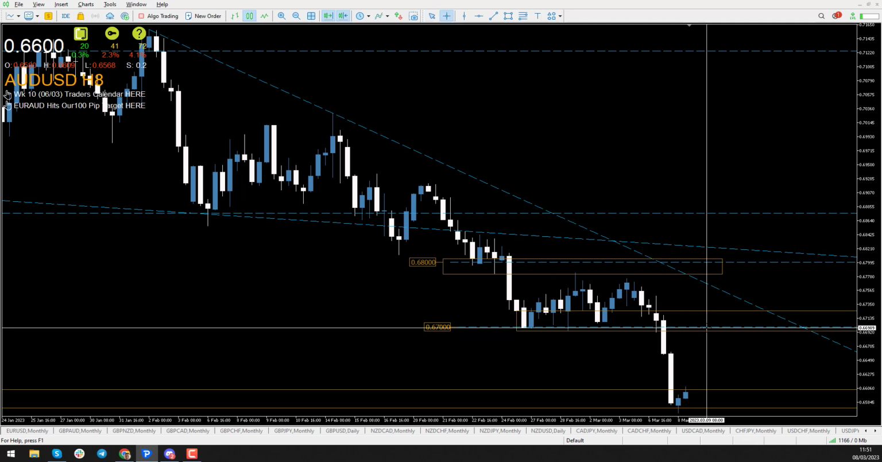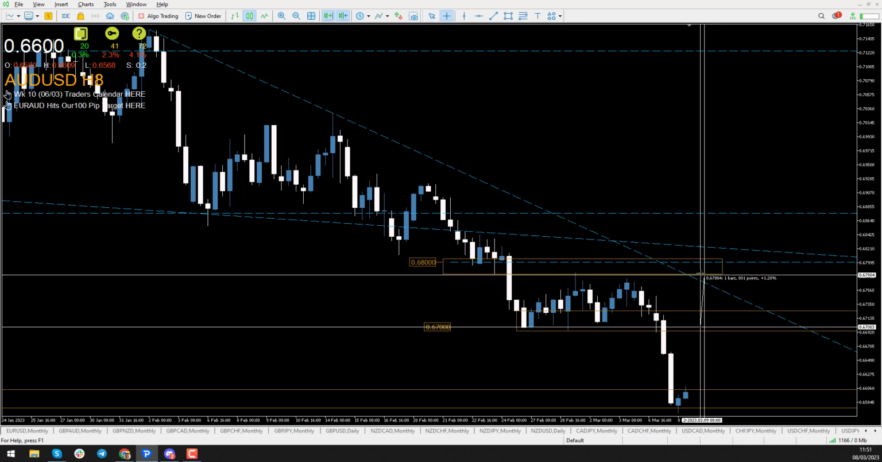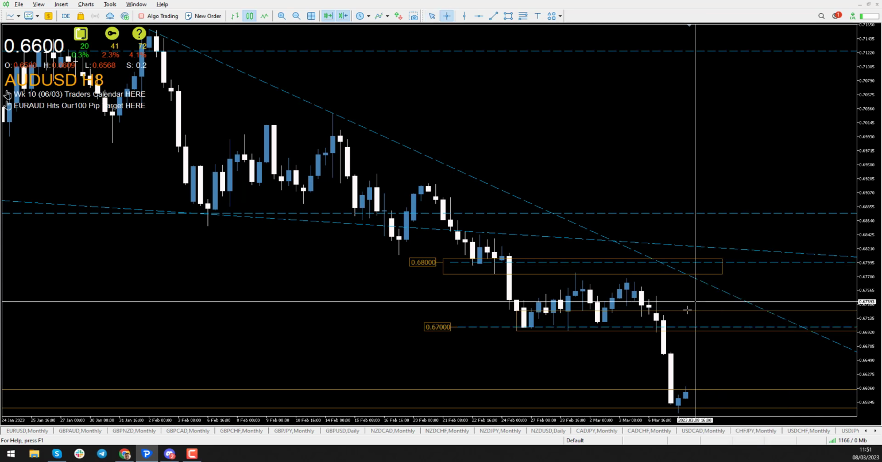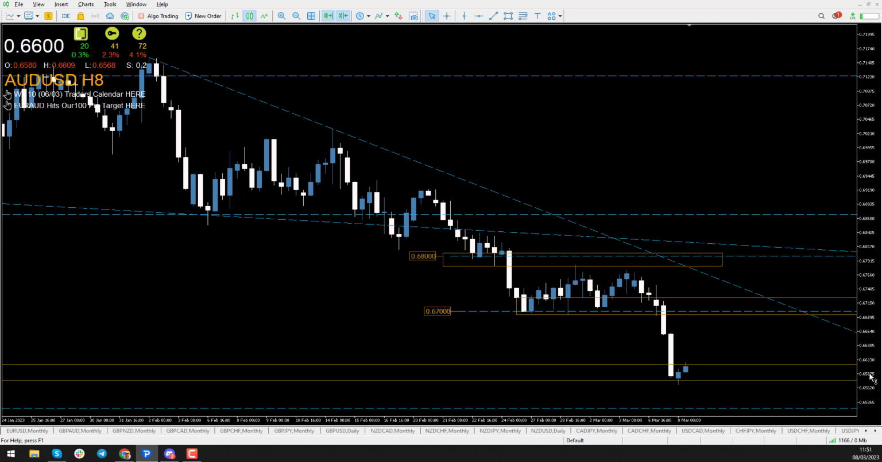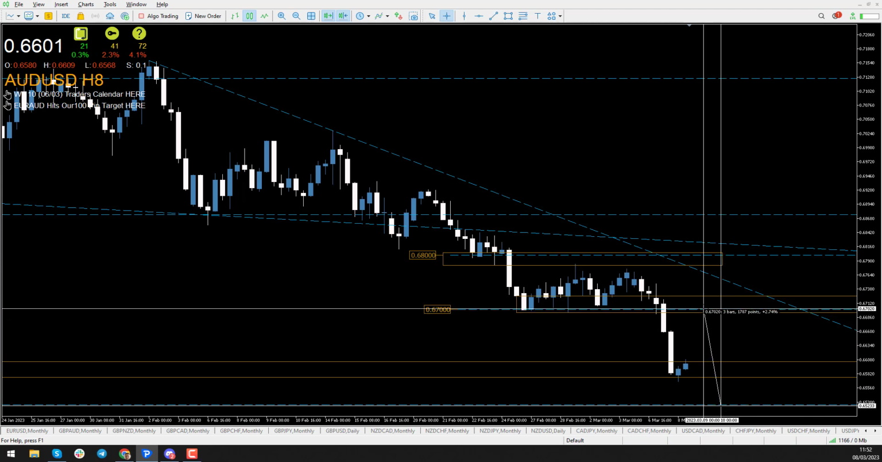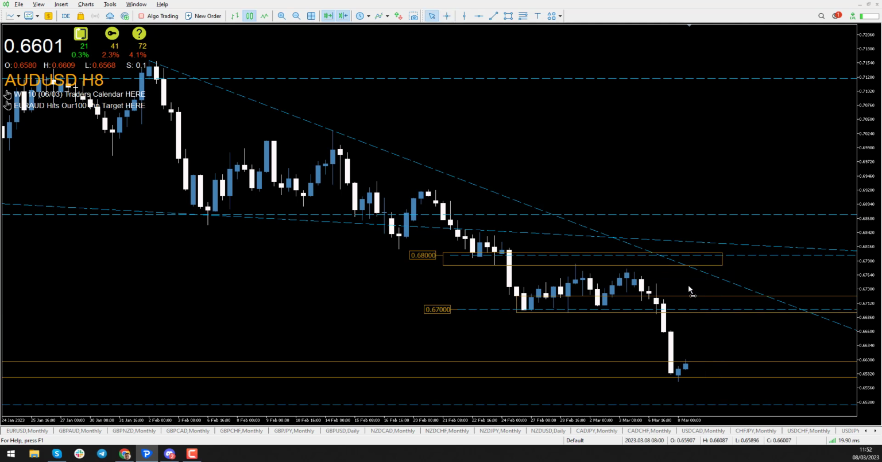However, the 0.67 handle could be the next level of interest. If you were to limit order here, though, you'd have to have like a 100 pip stop, and the target is around about 178 pips away. So you're only going to get a 1.7 reward to risk ratio if you were risking 100 pips. So what I would prefer to do in this situation is wait for price to pull back.